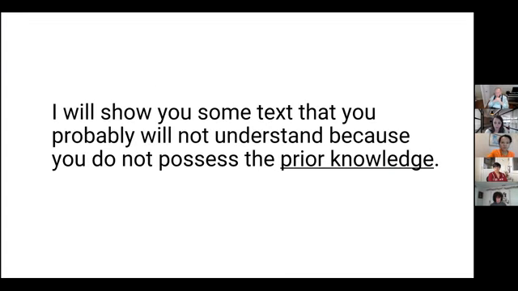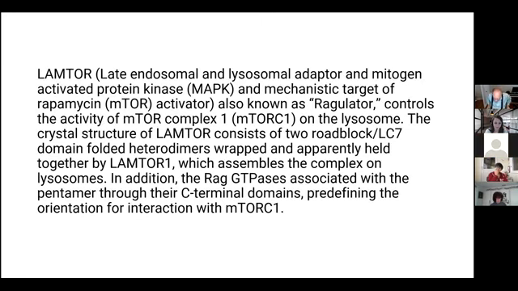So let's talk about understanding prior knowledge. I'm going to show you some text. There might be somebody in this audience who does understand it, and I'd be fascinated to know, because I've used this about three or four times, and nobody has ever been able to explain this text to me at all. Take a moment to read that.